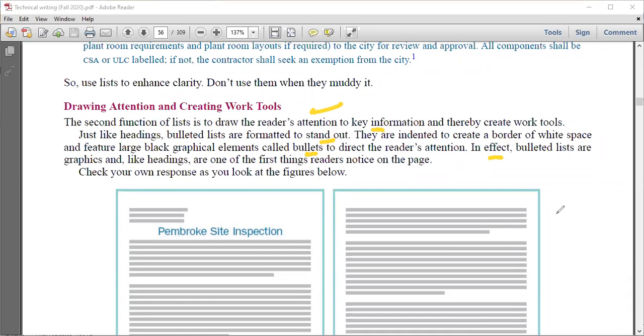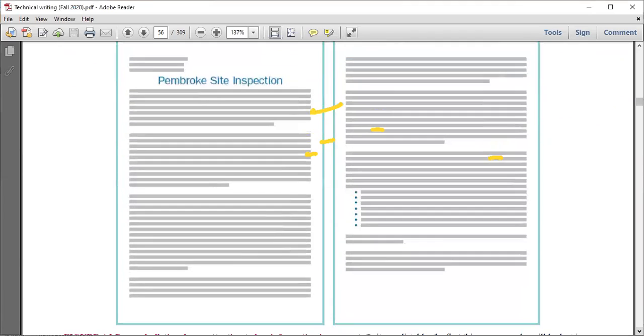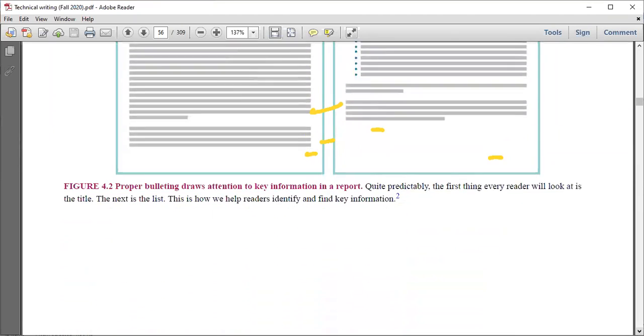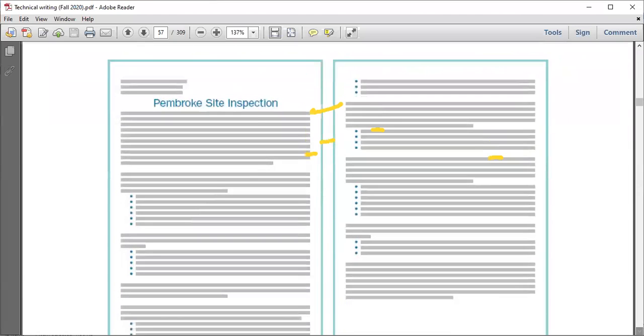So have a look at this one now. Let me scroll down. Now, these are running paragraphs, and here is something which the writer wants to stand out. He has used a bulleted list. Look at this also. Here, the writer wants multiple things to stand out, so he has used a bulleted list.